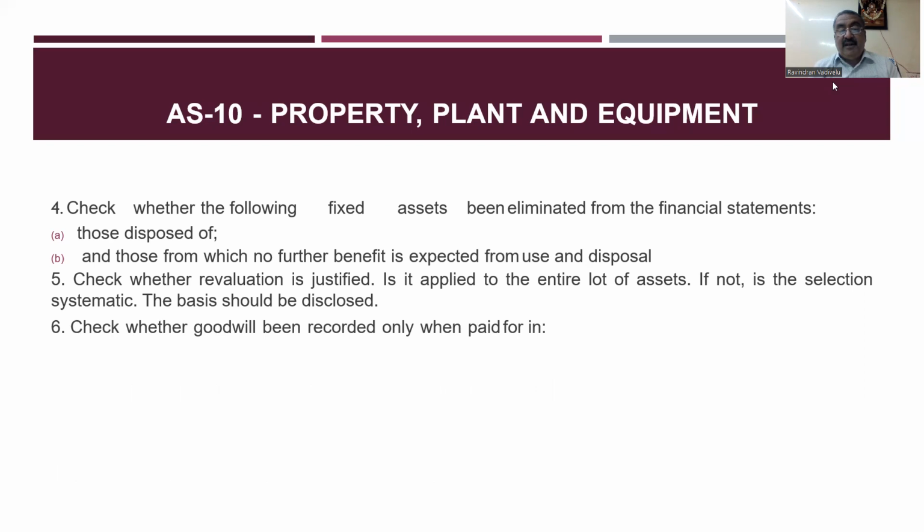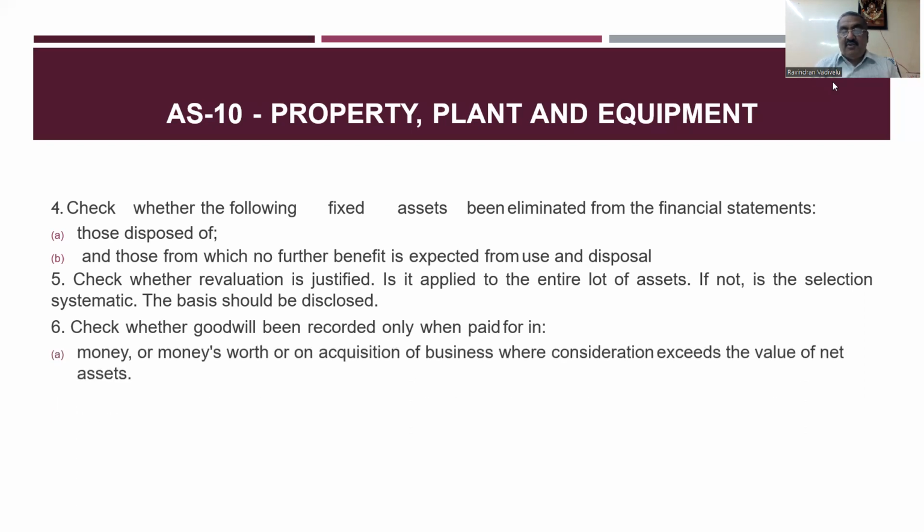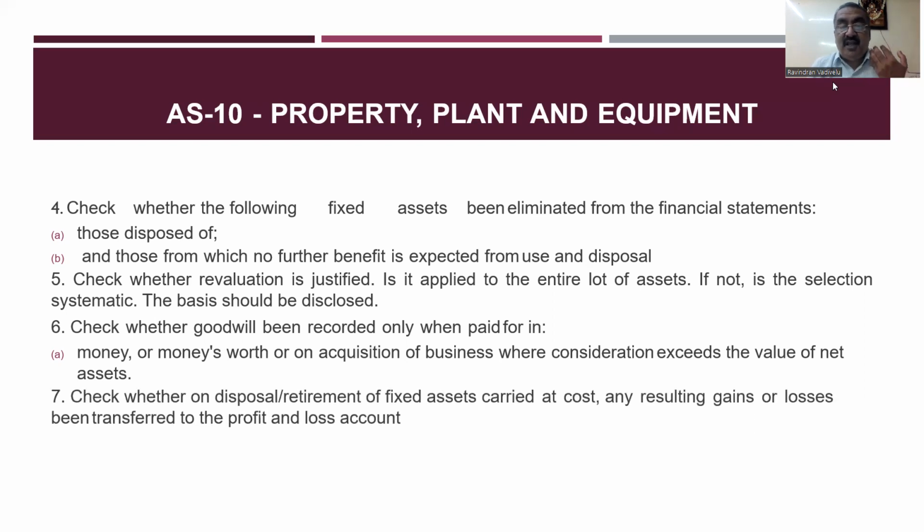Check whether goodwill has been recorded only when the amount is paid. With reference to goodwill, you can estimate it, but only when you pay the amount for the goodwill will it form part of the asset. Otherwise, it should not be included. That is money or money's worth, on acquisition of a business where the consideration exceeds the value of the net assets. If the payment is 10 lakhs and the value of the net assets is 8 lakhs, the remaining 2 lakhs is towards goodwill. Whether it has been paid, you have to include it. Otherwise, it should not form part of the goodwill.